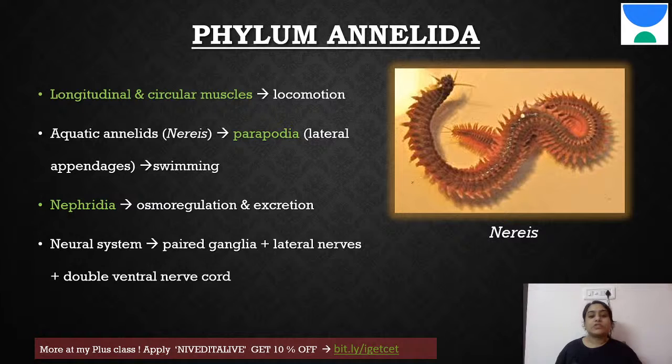Okay, it helps Nereis in swimming. Since it is aquatic, it needs to swim. So that is about the locomotory structures. Then if you're talking about excretory structures, the excretory structure here is called nephridia. It is called nephridia.